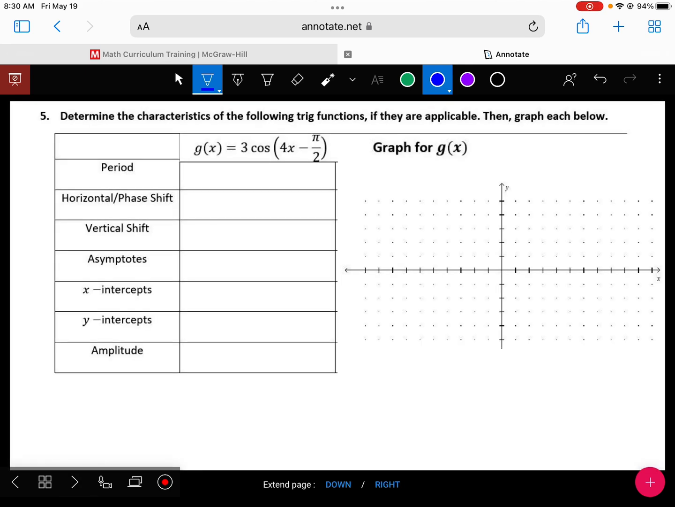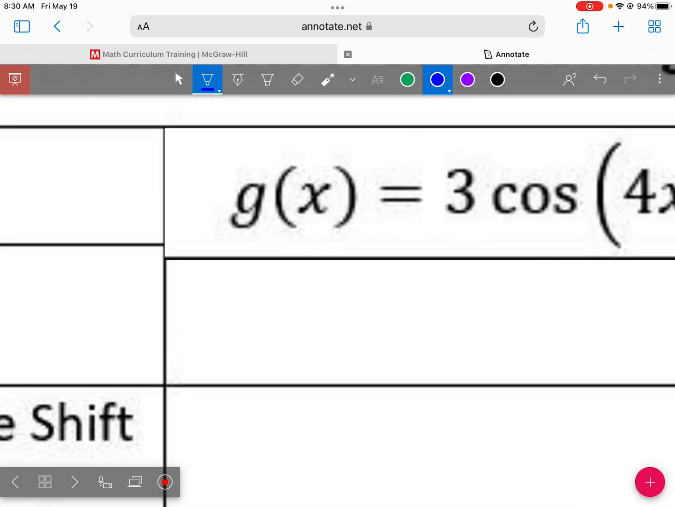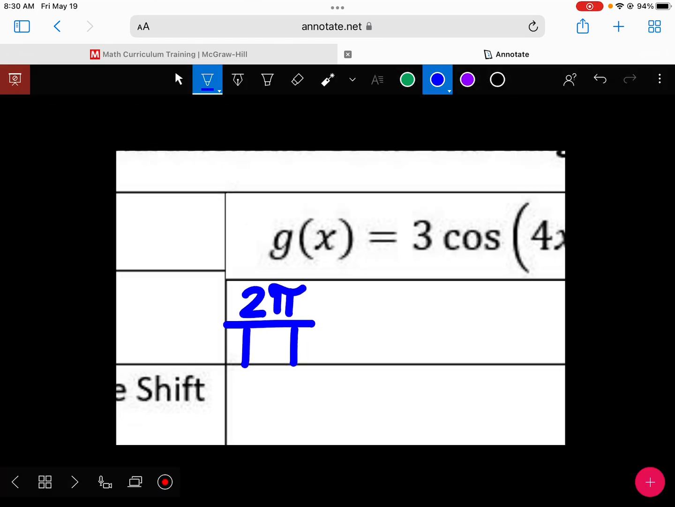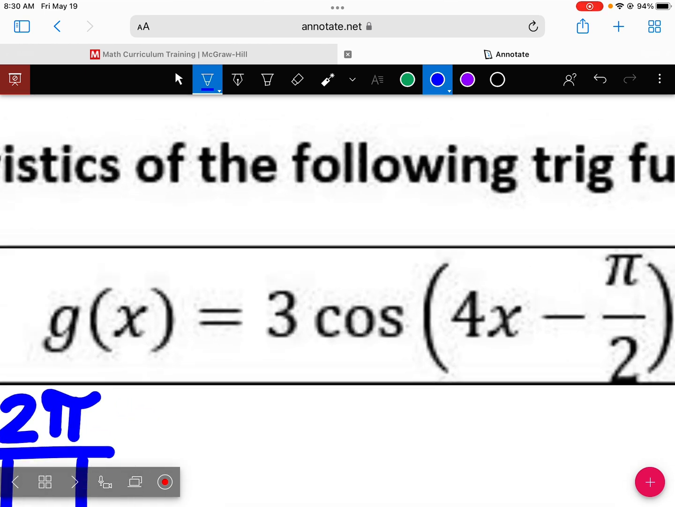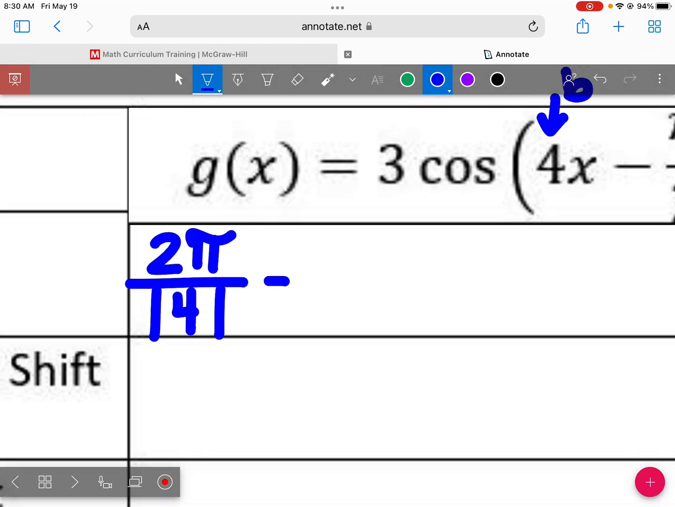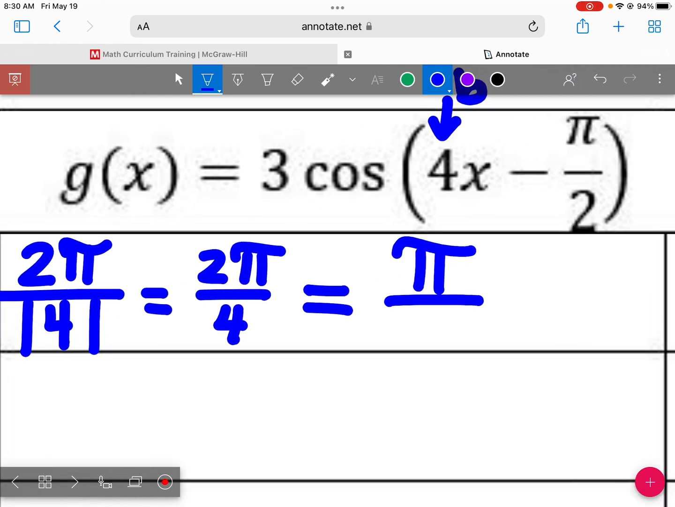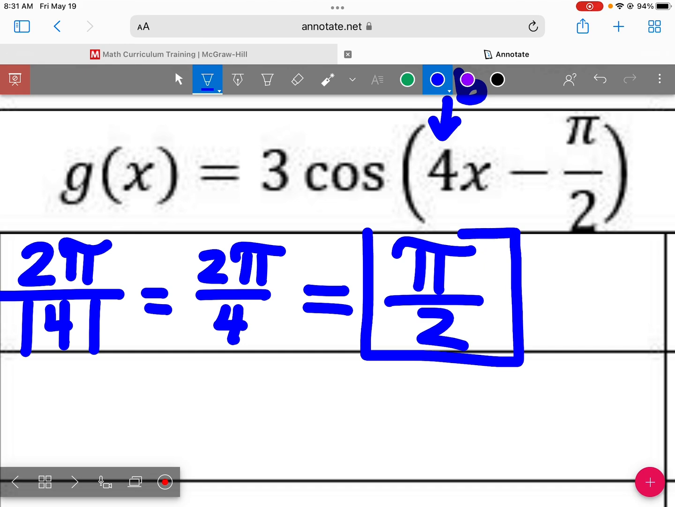All right, let's do part G. Period. Again, it's going to be 2 pi over the absolute value of b. What is b this time? What is our b value? Oh, 4. B is 4. So 2 pi divided by 4, which is going to be what? Pi over 2. Good for you.